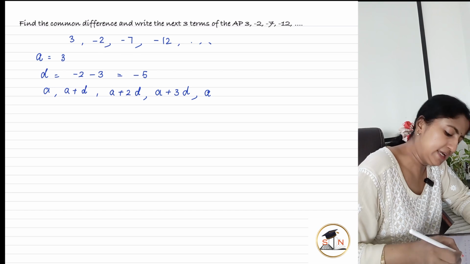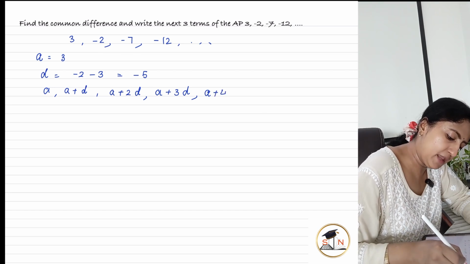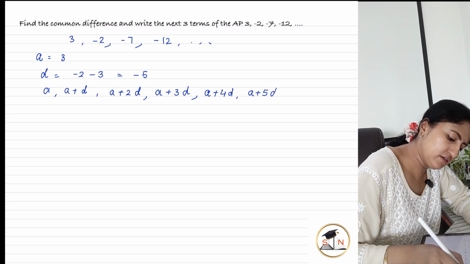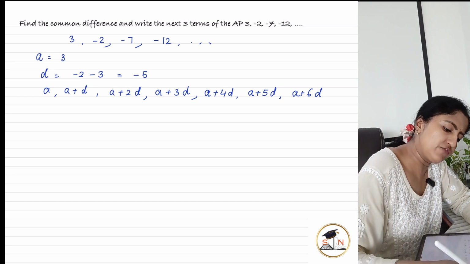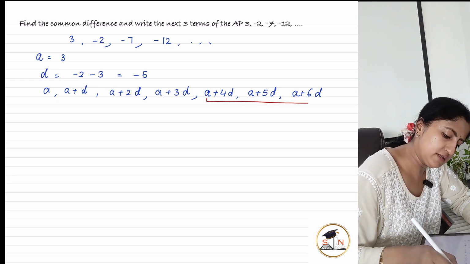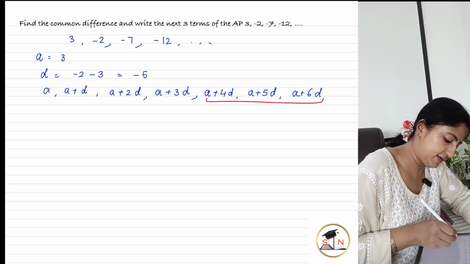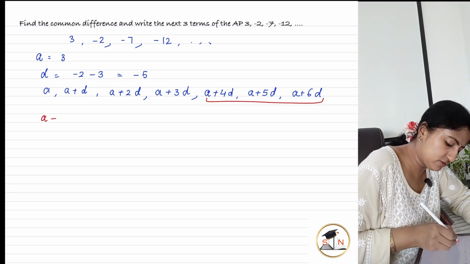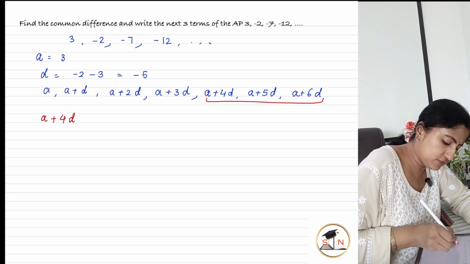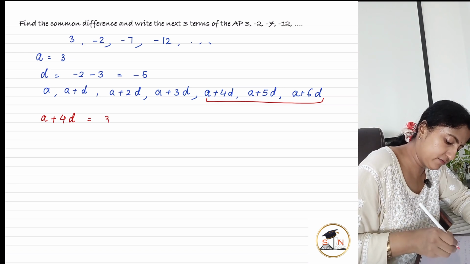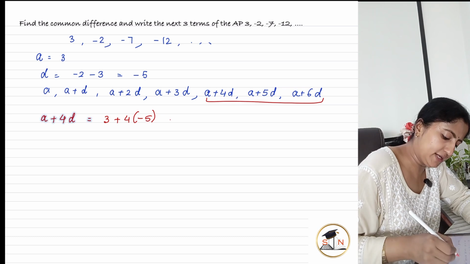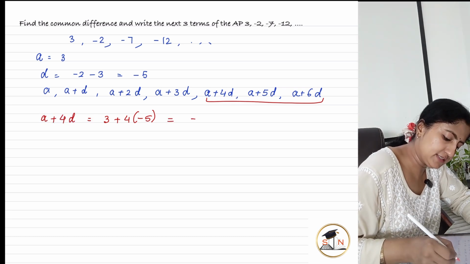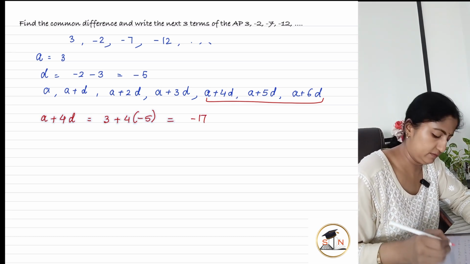We are supposed to find the next 3 terms, that is A plus 4D, A plus 5D, and A plus 6D. So we are supposed to find these 3 terms. Let's start finding. We just need to substitute the values. A plus 4D means A is 3, D is minus 5. So what do we get? 3 minus 20, that is minus 17.